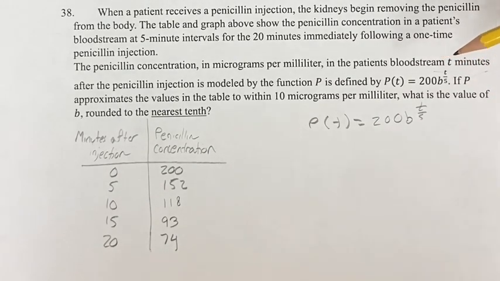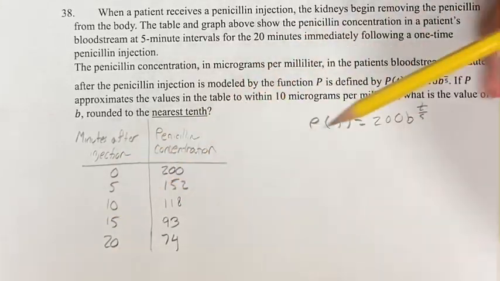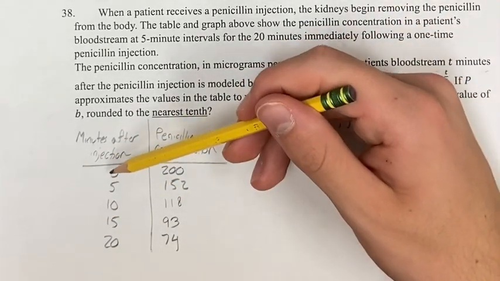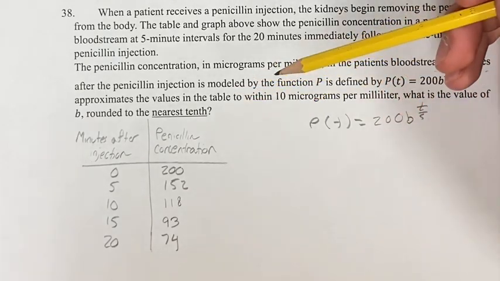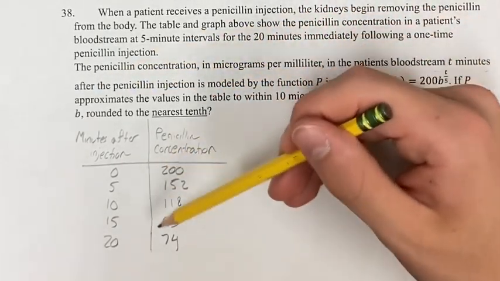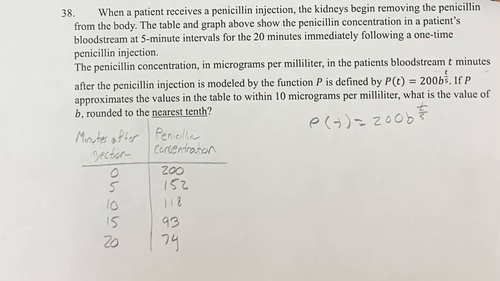So what we can do here is we have our values for t, time, t minutes after the injection, could be 0, 5, 10, whatever, and our values for p, right, the concentration in this column. So you can plug in any of these values and we will get our value of b.